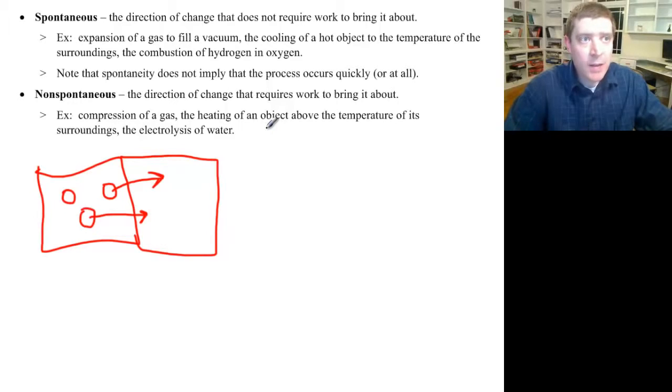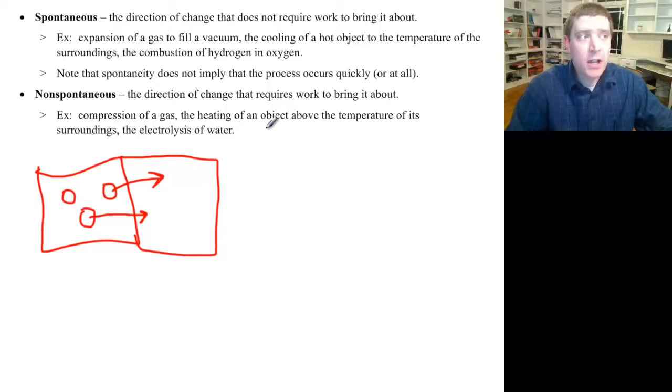Another example is the cooling of a hot object to the temperature of the surroundings. So if you put a bowl of hot soup out in your kitchen and just leave it for a while, it will eventually cool to the temperature of the surroundings. Now the surroundings, the air around the bowl of soup, will eventually heat up slightly as it gains that energy. Another example is combustion of hydrogen and oxygen. If we burn hydrogen in air or in oxygen, that process is spontaneous. It will continue once we've initiated the process with a spark.